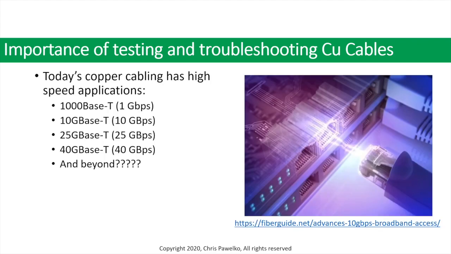So shifting gears back to copper cables, yes, pardon me for the pun, but today's copper cabling has high-speed applications. We've had 1 gigabit per second applications for many years now, but now we're going up beyond that. So we can go 10, 25, and even 40 gigabit per second services over this copper infrastructure.